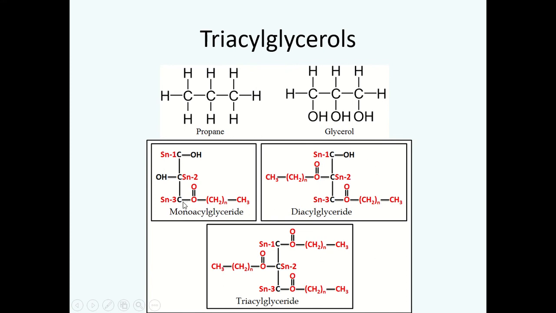So, if one hydroxyl of glycerol is esterified with a fatty acid, that is called monoacyl glycerol. When two hydroxyls undergo condensation with two fatty acids, the resulting structure is a diacyl glycerol. And when all three hydroxyls of glycerol undergo this reaction with three fatty acid molecules, the resulting molecule is called triacylglycerol. It is sometimes also called triglyceride.